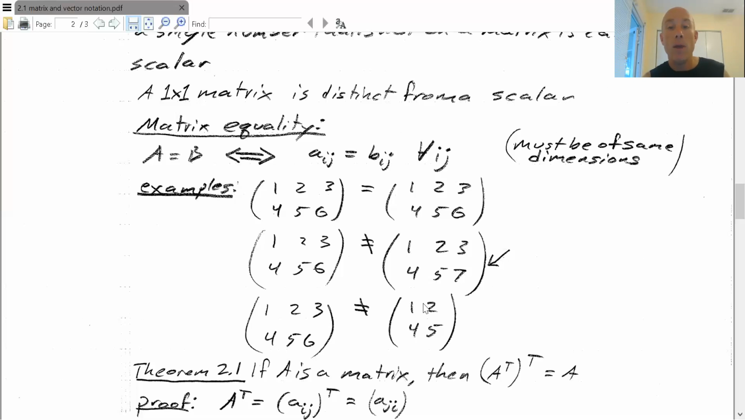Now here, even though I've got 1, 2, 4, 5 in the left-hand two columns of both of these matrices, these are not equal to each other because they have different dimensions. I'm missing a column over here. Therefore, these are not equal.